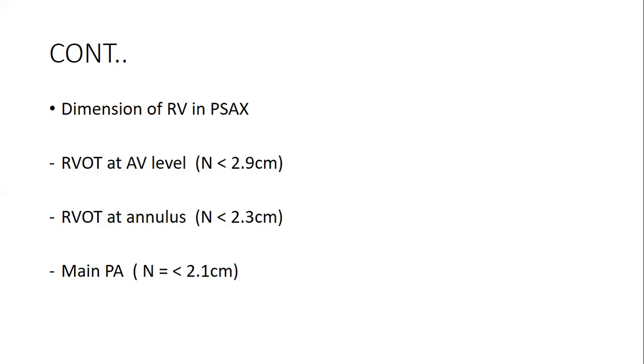You can also measure the right ventricle at the RVOT, that is the right ventricular outflow tract. At the level of the aortic valve, it should also measure a certain parameter. You can also measure the RVOT at the annulus level; it should measure around 2.3 centimeters. Again, you can go further to measure at the pulmonary artery level; it should measure around 2.1.